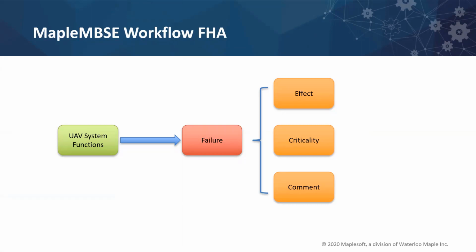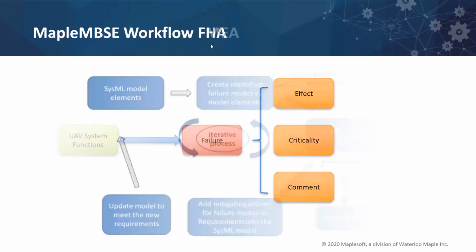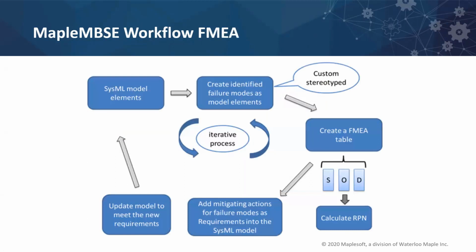And based on the failures that we identify, we are going to find what are the effect of the failure, what is the criticality, and we are going to add in some comments like a justification of why we have assigned this certain criticality for the failure that we have identified. So this is the workflow for the function hazard analysis, and for the FMEA part, this is the workflow that we are going to follow.